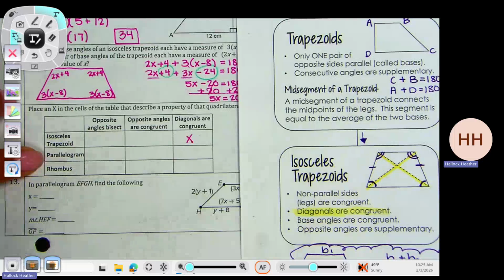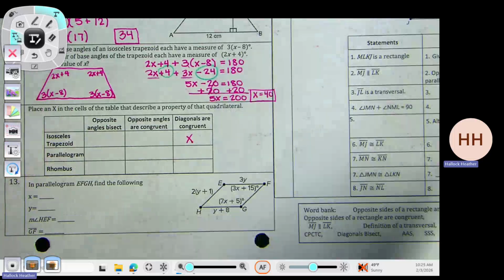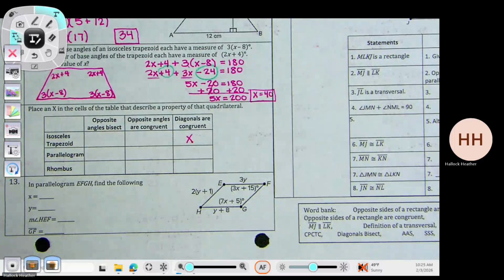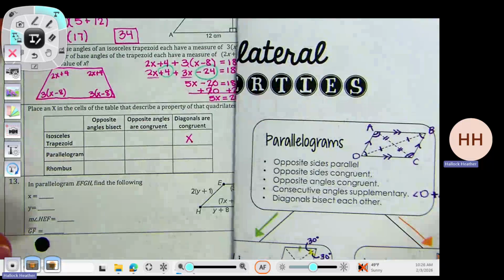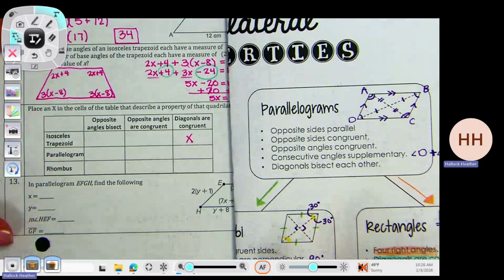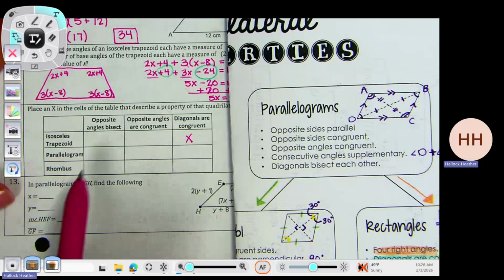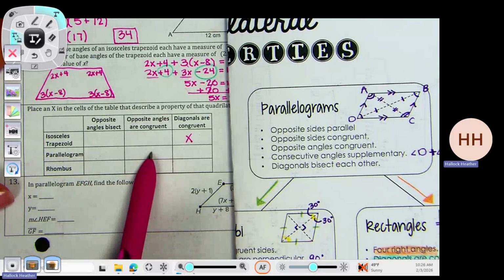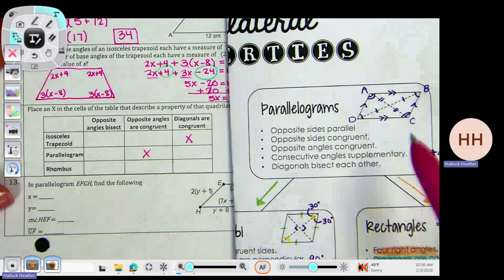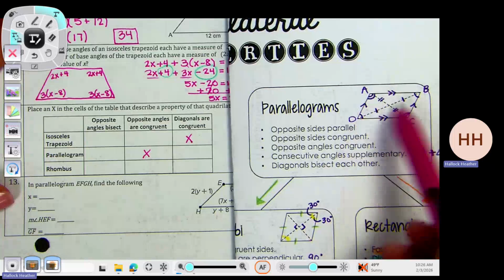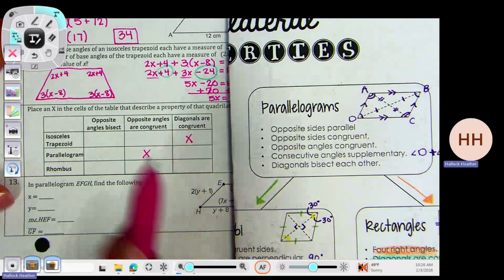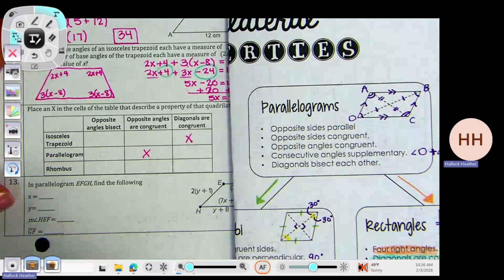The next one is a parallelogram. Parallelogram is only the top shape. That's only this top one right here. Parallelogram has nothing before it. Opposite angles bisect. That's not true. Opposite angles are congruent. That is true because A and C are congruent, B and D are congruent. Diagonals are congruent. That's not true.